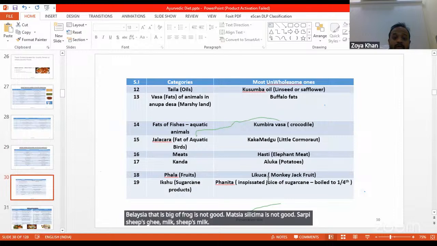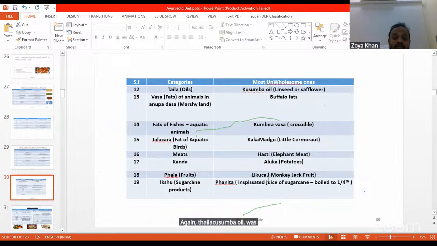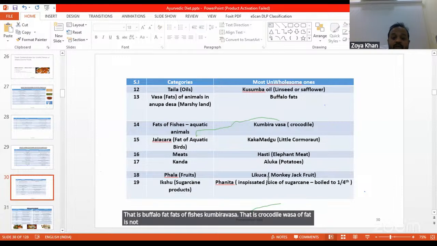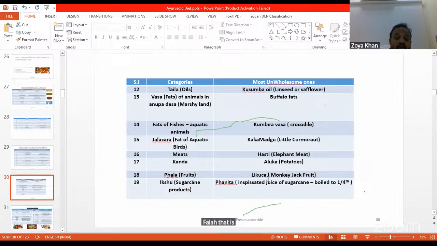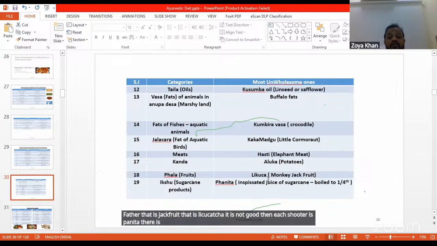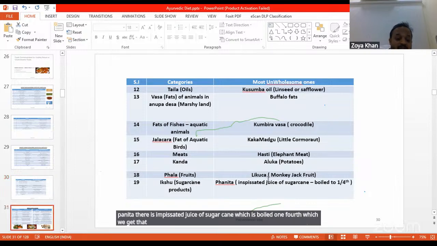Again, taila, kusumba oil; vasa, that is buffalo fat; fats of fishes, Kumbhira vasa, that is crocodile's fat, is not good. Again, fat of aquatic bird, that is little cormorant, Kaka Madgu, is not good. Meat: Hasti, elephant's meat, is not good. Again, kanda, aluka, potatoes are not healthy. Phala, that is jackfruit, Likucha, is not good. Then ikshu, that is phanita, inspissated juice of sugarcane boiled to one-fourth, that product is not healthy.